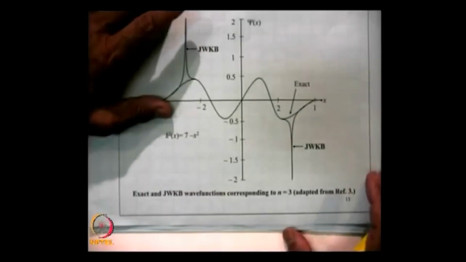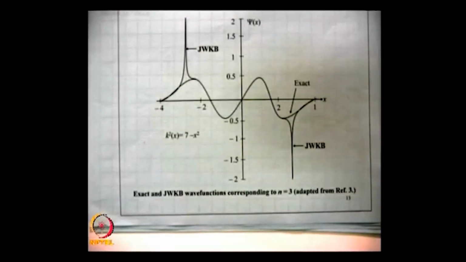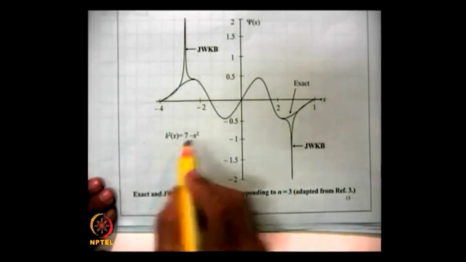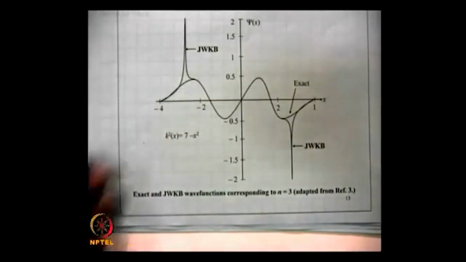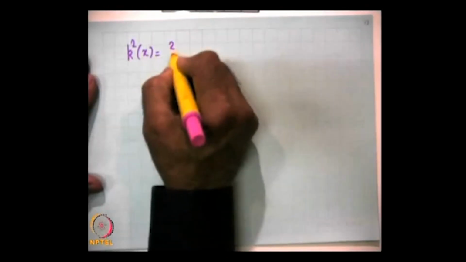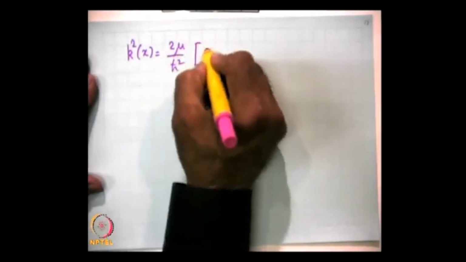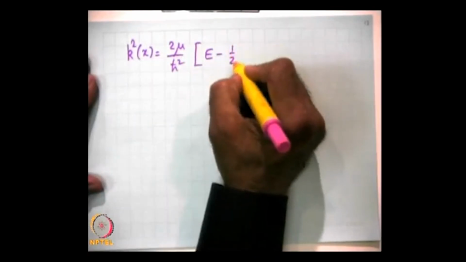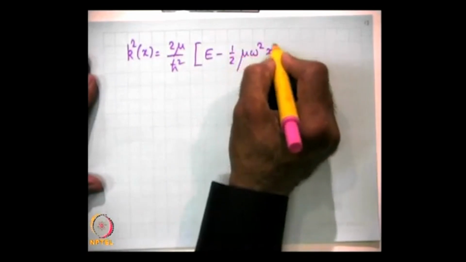Let me also tell you that we had long time back discussed the exact solution for the harmonic oscillator problem. So, you remember that for the harmonic oscillator problem, let me brief you that k square of x is equal to 2 mu by h cross square times E minus V of x. So, E minus half mu omega square x square.